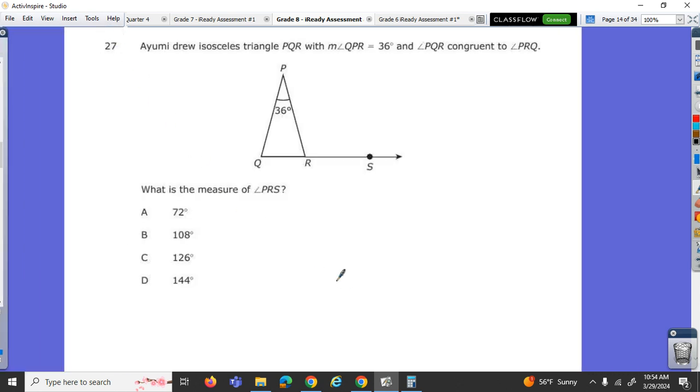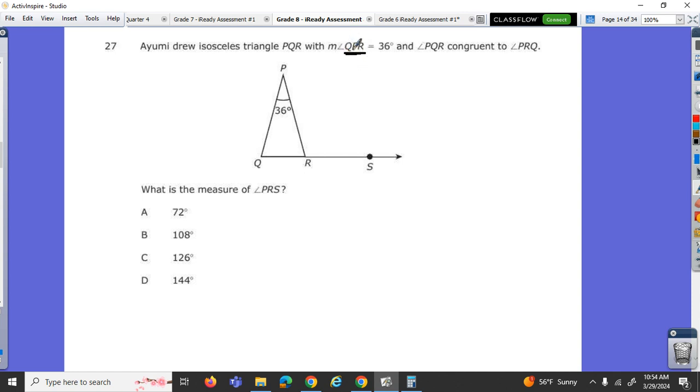Okay, take a look at question number 27 with me. This one pulls in some 7th grade angle relationships and some new things as well that you guys should be learning this year too. So let's see if we can figure this one out. Ayumi drew isosceles triangle PQR with measure of angle QPR equal to 36 degrees and angle PQR congruent to angle PRQ. All right, so remember, angles are named with first, middle, and last name, right?